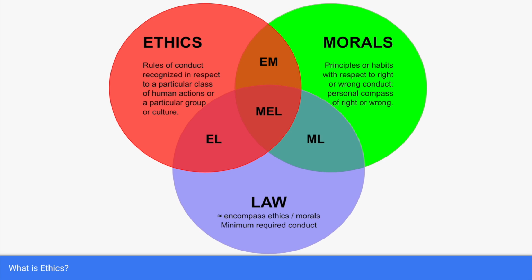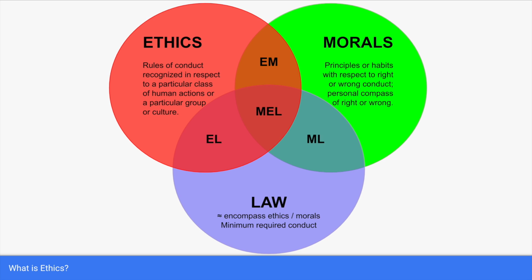While ethics, morals, and law are similar and they may overlap, they are distinguishable from each other. What is legal is not necessarily ethical. What is ethical is not necessarily legal. And what is immoral may neither be unethical nor illegal. Now let's take a look at what ethics, morals, and law actually means.